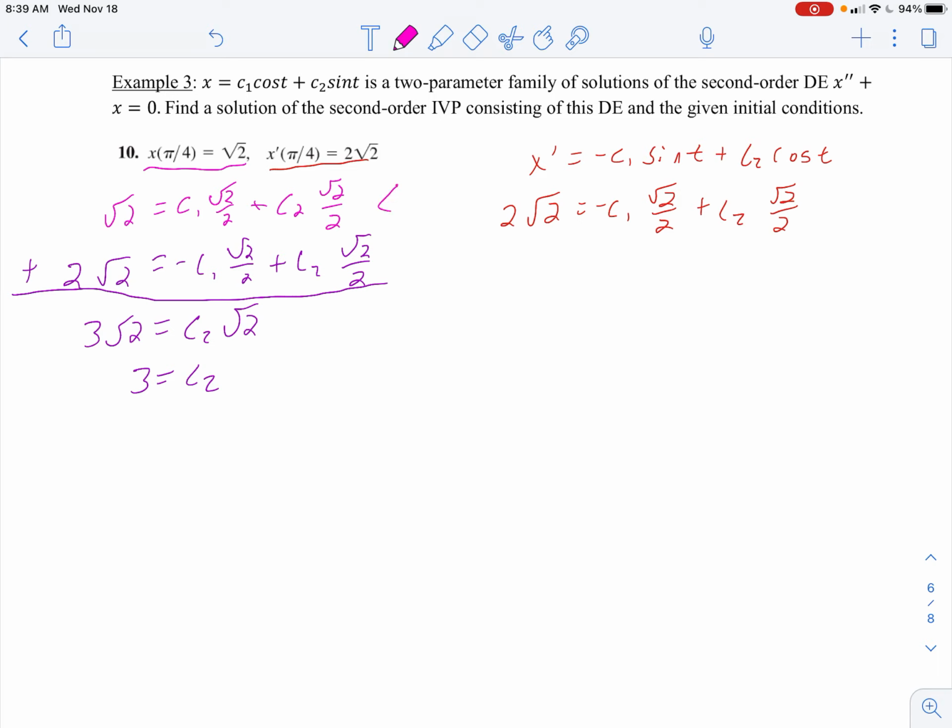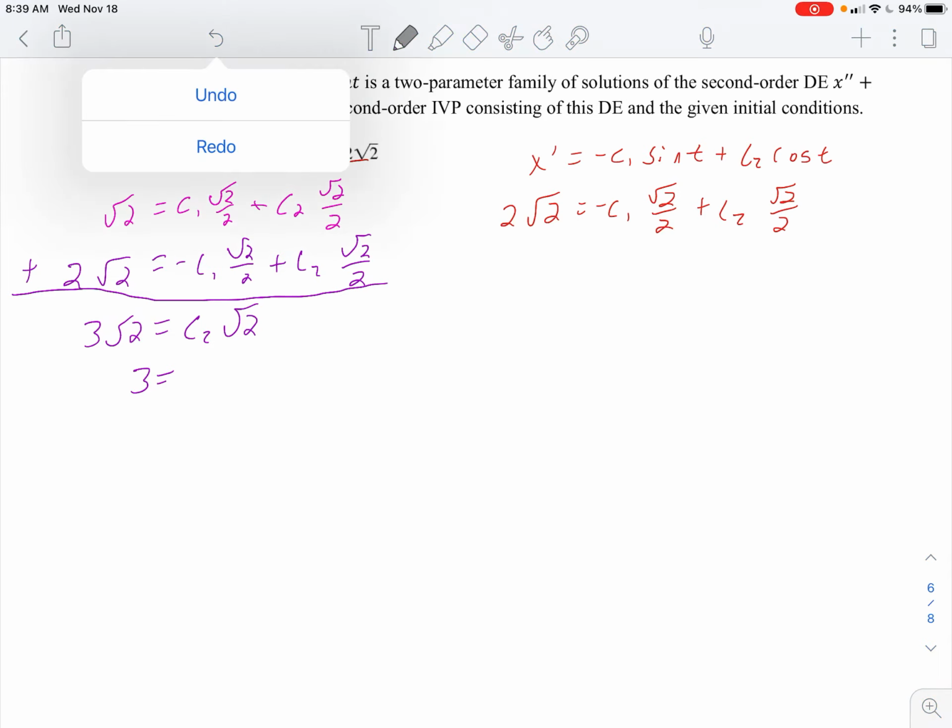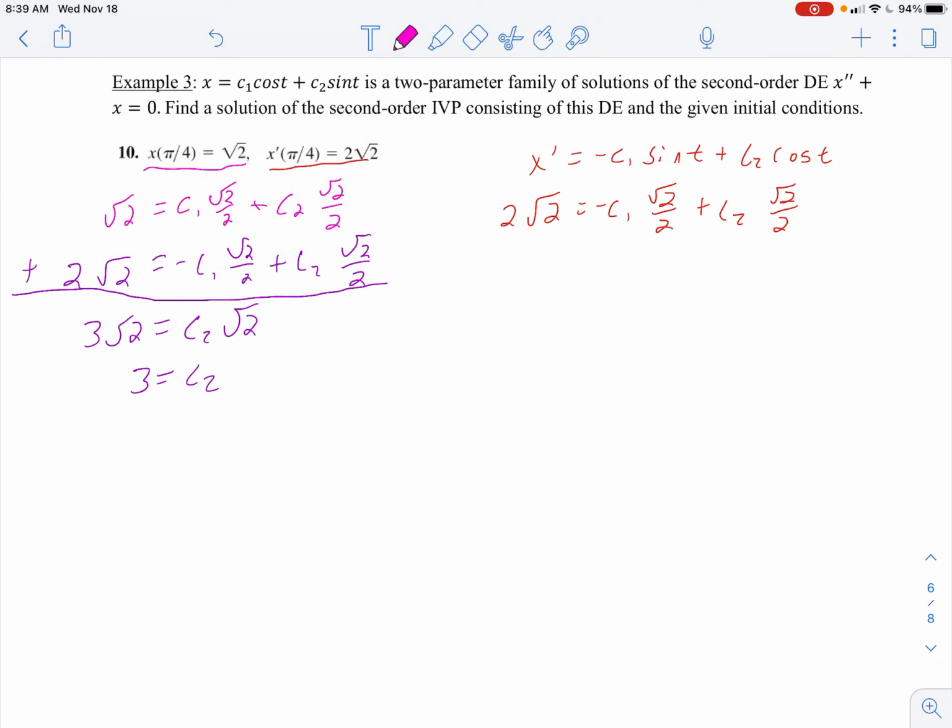It doesn't matter which one. I'm going to go ahead and just substitute back into the first. So I get radical 2 equals c sub 1 radical 2 over 2 plus, we know what c sub 2 is, it's 3 radical 2 over 2. I just substituted into that one to solve for c sub 1.